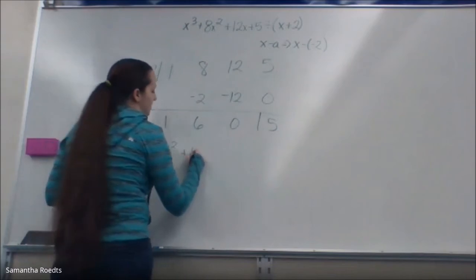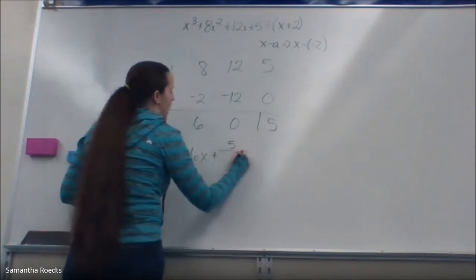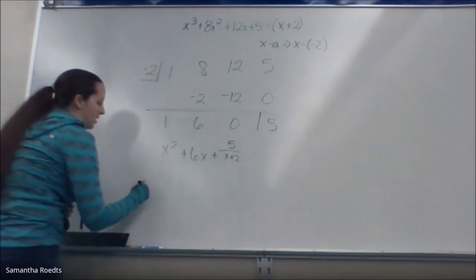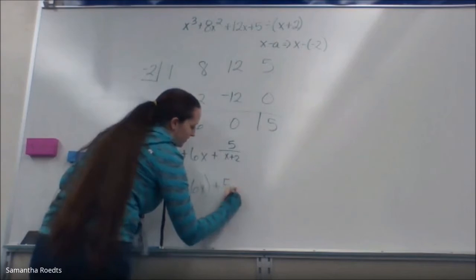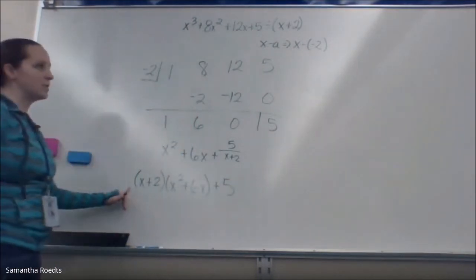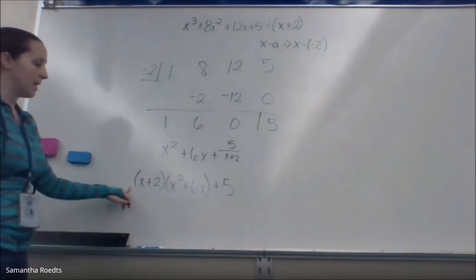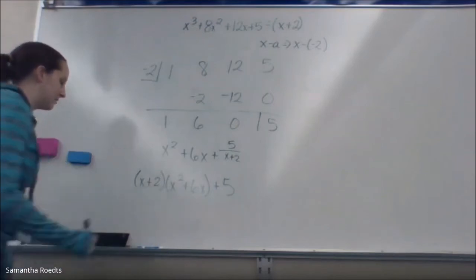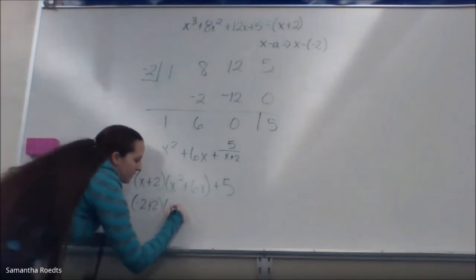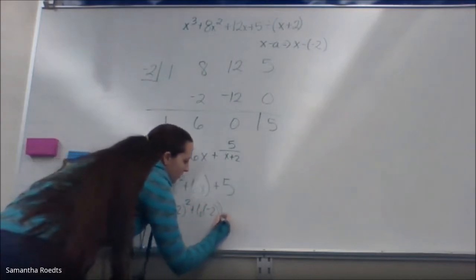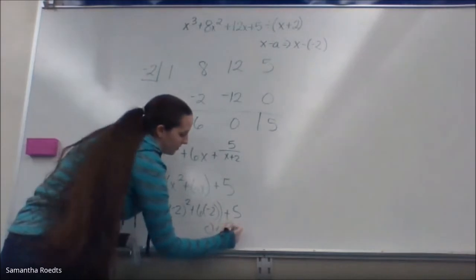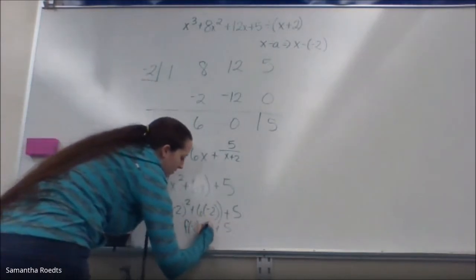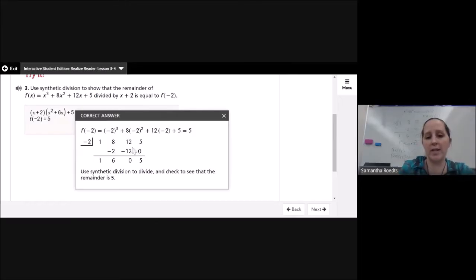This is x squared plus 6x plus 5 over x plus 2. You can also write it as x plus 2 times x squared plus 6x plus 5. So when I do this, I want to go ahead and substitute negative 2 in for this and see what I get. So I get negative 2 plus 2, times negative 2 squared plus 6 times negative 2 plus 5. This gives me 0, so anything I multiply is going to give me 0. So 0 plus 5 is 5. So when I divided everything, I used synthetic division to divide and check to see that the remainder is 5, which we did.